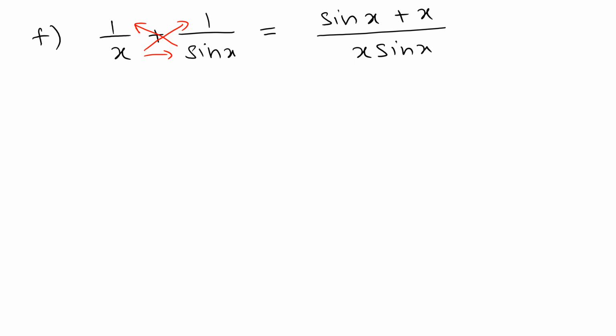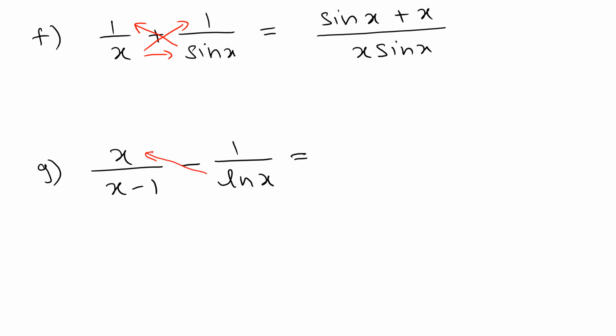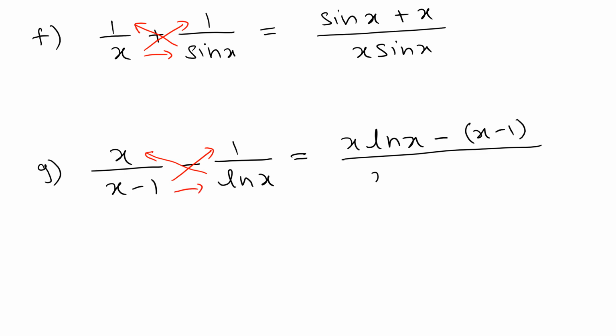As the last one, let's look at this one. We use the same argument and multiply these two, so you get x ln x, minus the product of these two, so you get minus x minus 1, and the bottom, when you multiply the bottom terms, you get x minus 1 times ln x. You can see this is very easy, and it can save you a lot of time rather than using the common denominators and multiplying.